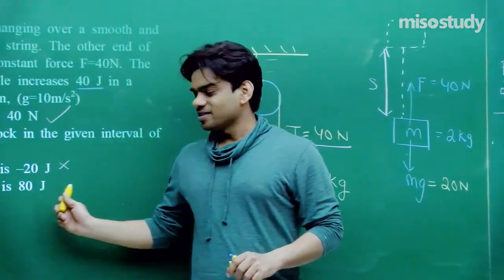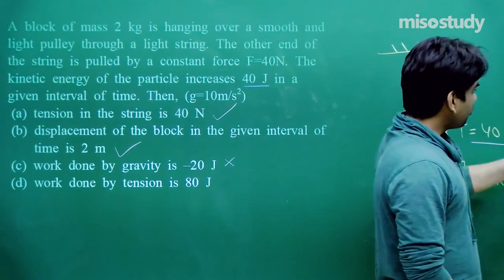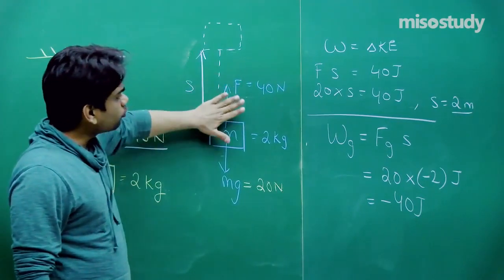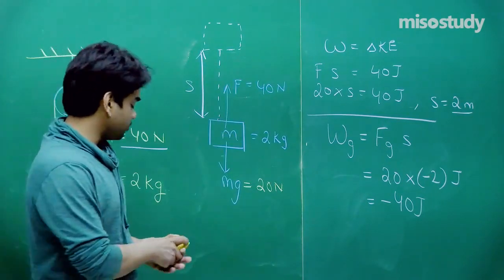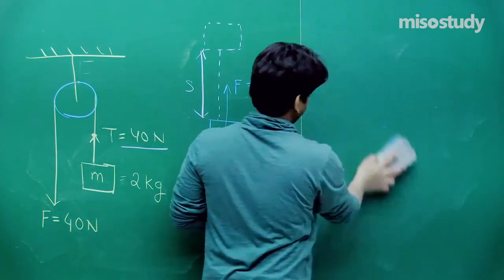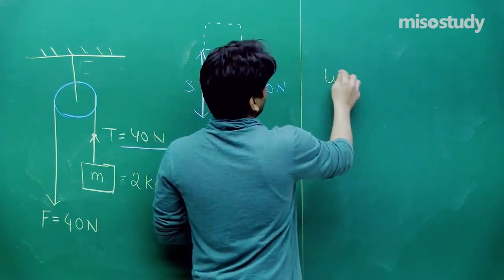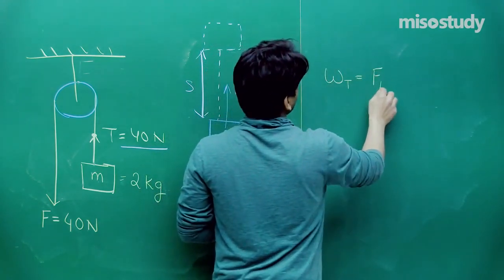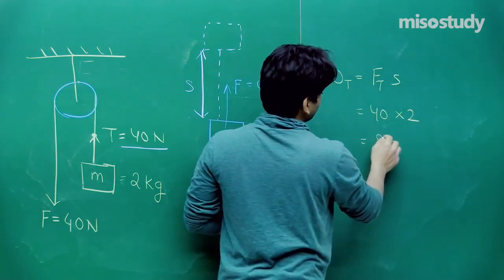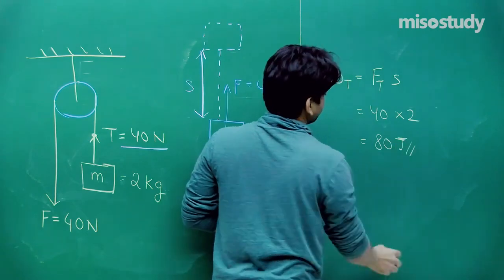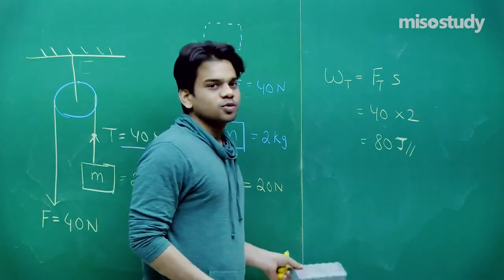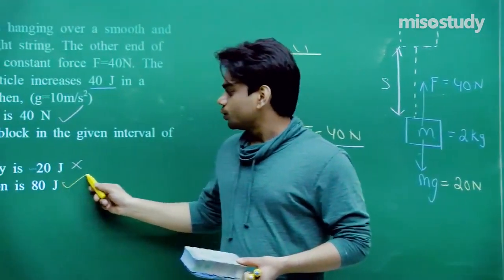D option, work done by tension is 80 joule. So shall we solve it? 40 Newton is acting along the upward direction, that is the tension. Displacement is 2, so 40 into 2, 80 joule. So shall I write along with the equation? Work done due to tension is tension force multiplied with displacement, 40 into 2, 80 joules. I believe that this is clear to you all, how we have obtained 80 joules as the response here. So option number D is also true.